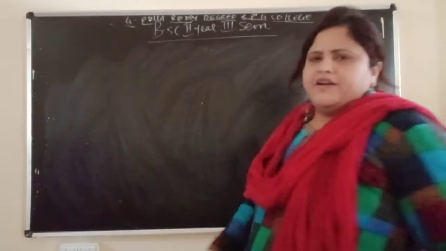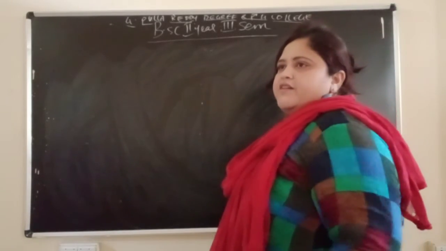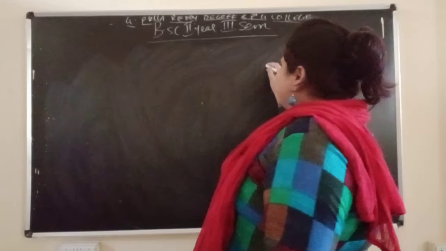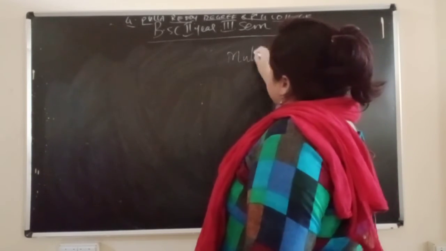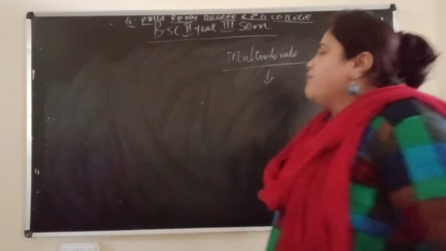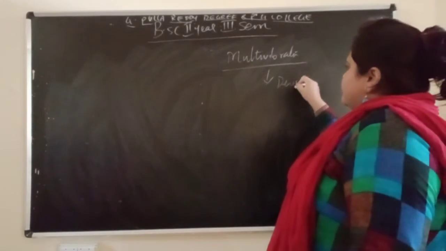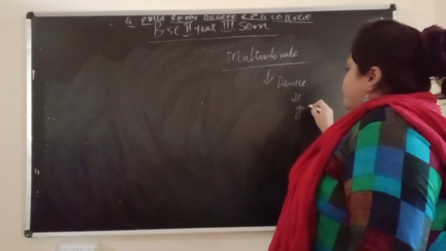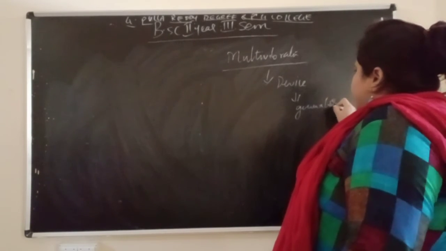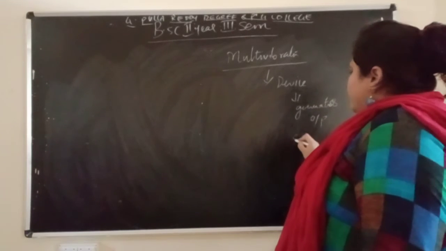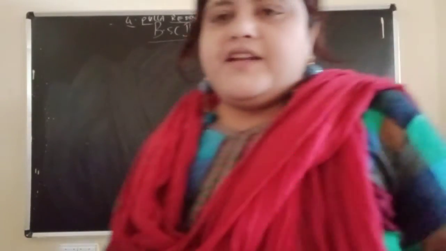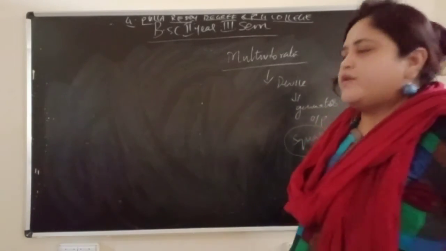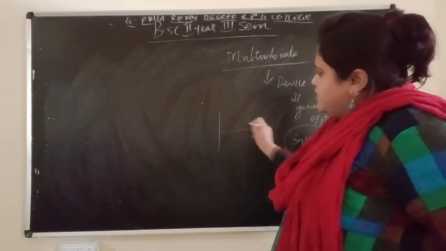Now, what is a multivibrator? See, a multivibrator is nothing but a device which can generate the output in the form of a square wave. See the difference. An oscillator means it will generate the output in the form of a sine wave. A multivibrator means it will generate the output in the form of a square wave. That means like this.